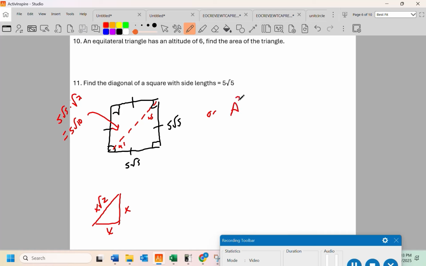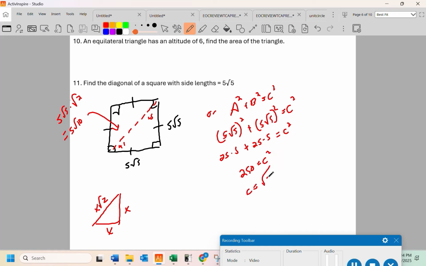Or you do a squared plus b squared equals c squared. And you do a whole lot more work because you have 5 roots of 5 all squared plus 5 roots of 5 all squared equal to c squared. And half of you couldn't do this unless you were pushing buttons on a TI-84. This is 25 times 5 plus 25 times 5 equals c squared. Each of these creates 125. This is 250 equals c squared. So c is the root of 250, which is going to be the root of 25 times the root of 10, which is, by God, 5 roots of 10.